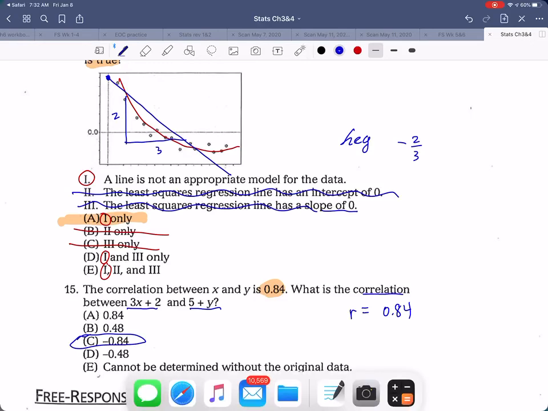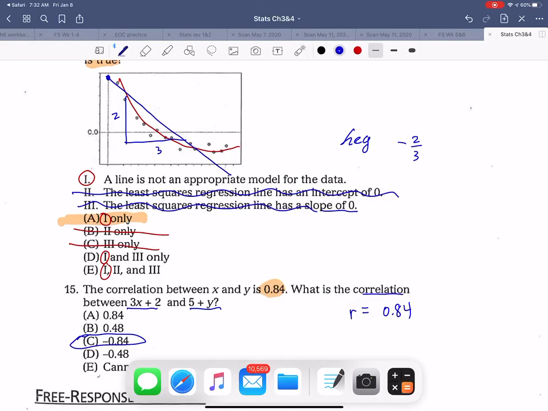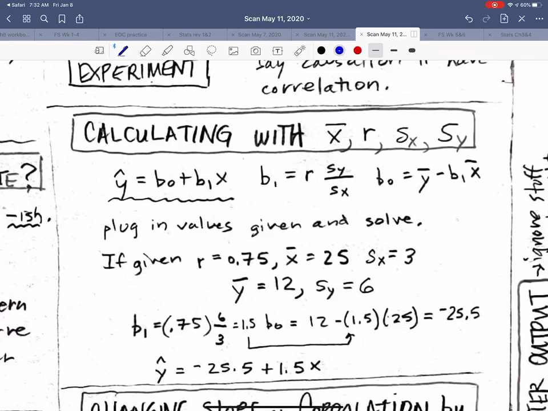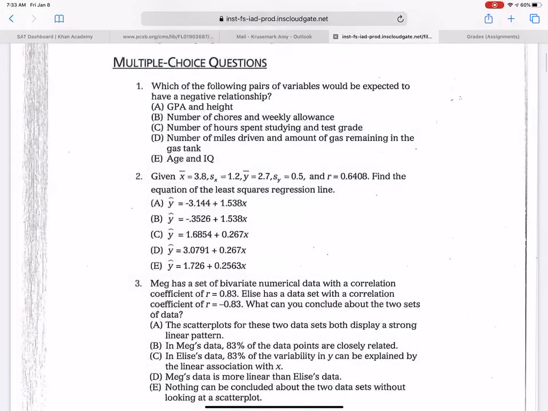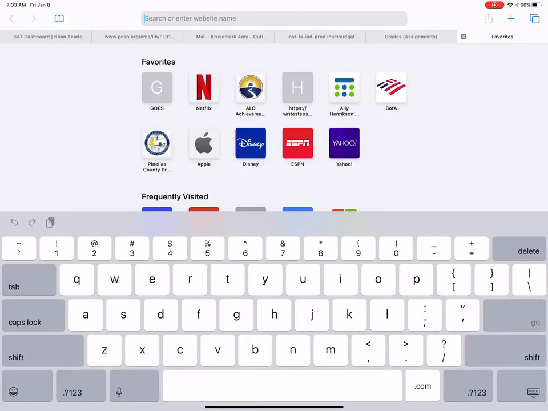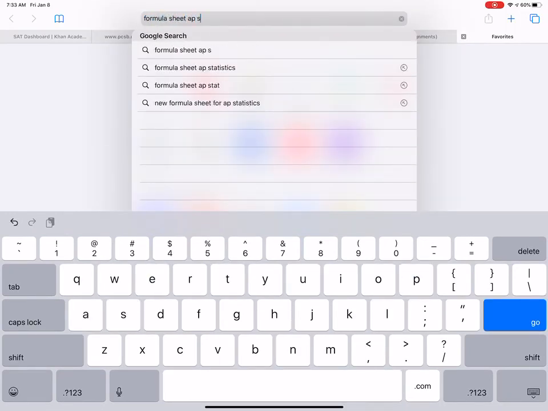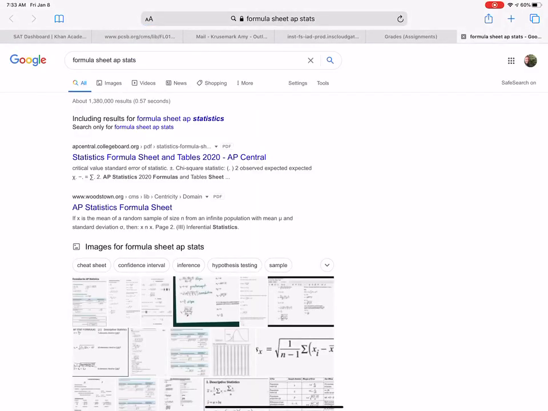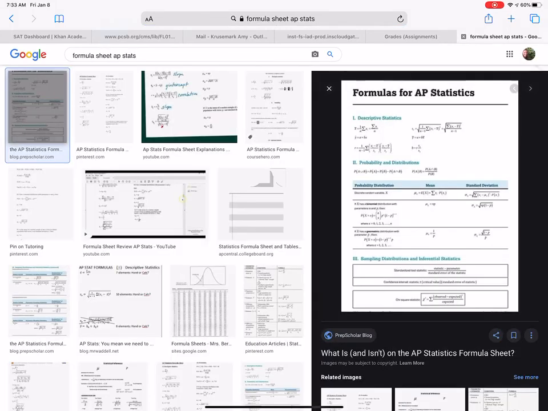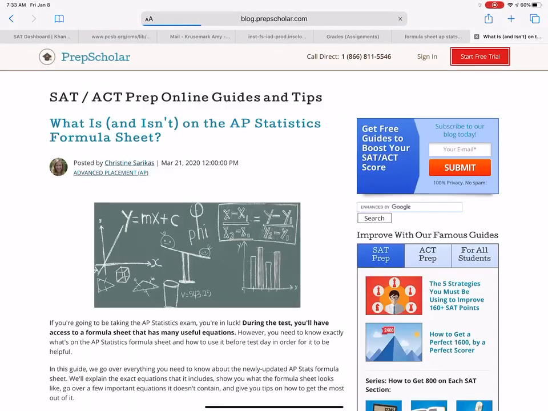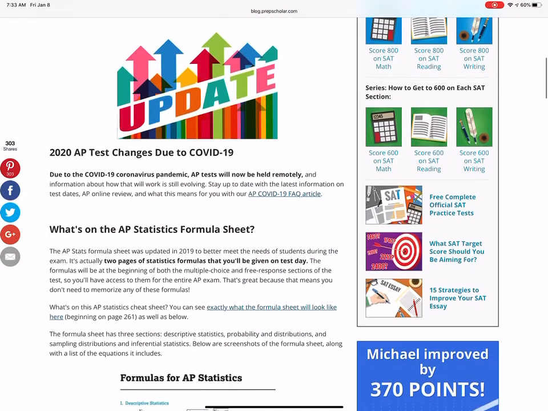I'm going to try to answer this one, though. This is interesting. So let's look on our formula sheet. Let's see if we can find an equation for R. Here's R. Yeah, no. So looking here, let's just go to our internet, right? Formula sheet, AP Stats, and I'll click images. Ugh, you're kidding me. Oh, here it is.